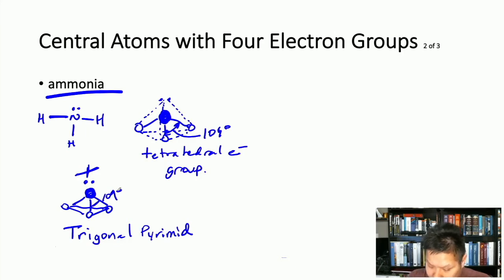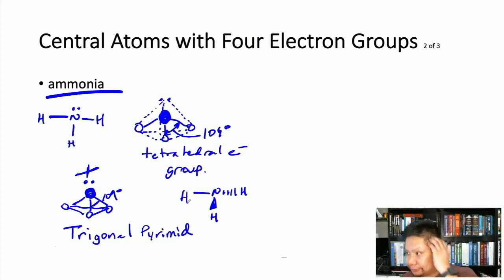And then to draw the wedge dash diagram, nitrogen in the center at the top, solid wedge here means that the hydrogen is coming out towards you, dash wedge over here means it's going into the paper, and then a solid line over here means that it is flat with the paper. Alright?